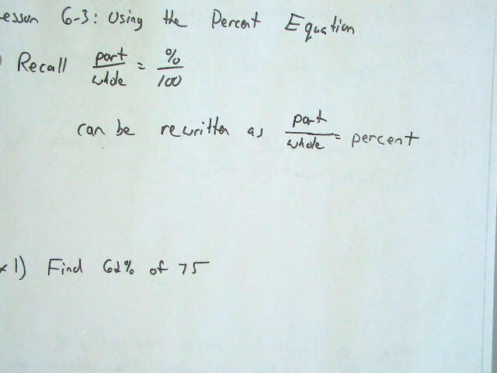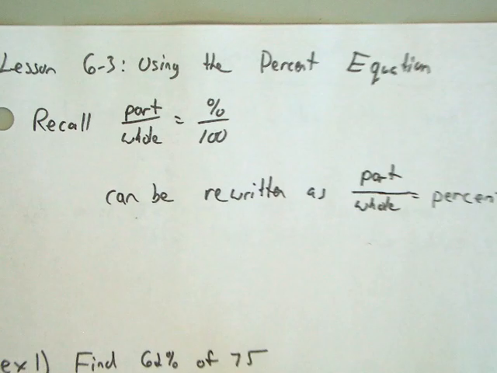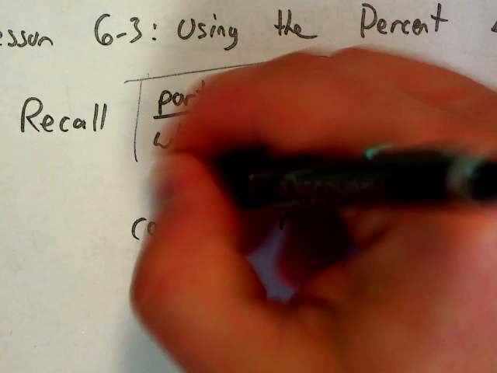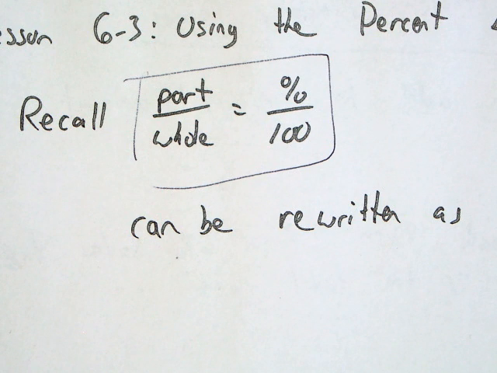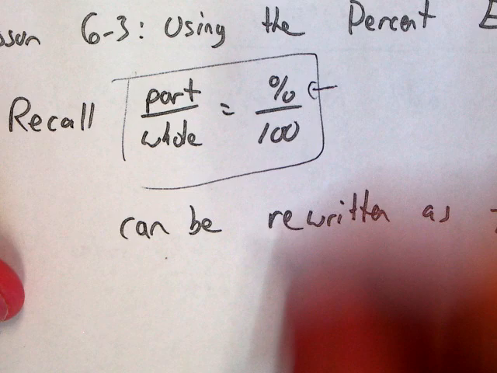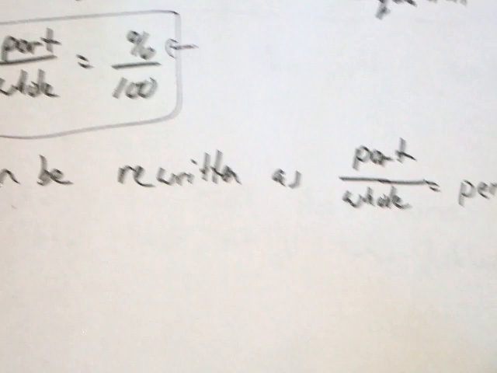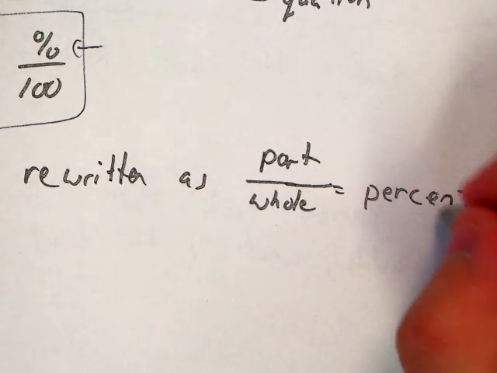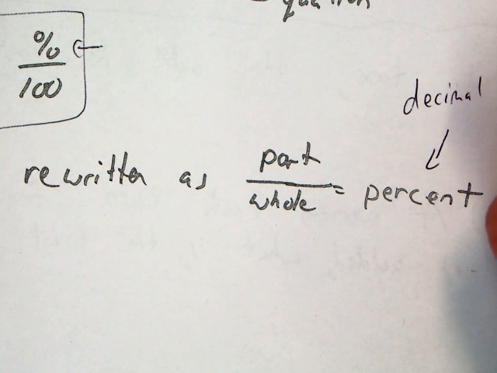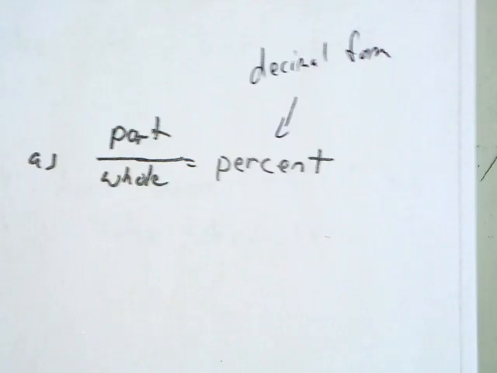All right, today we're going to be talking about Chapter 6, Lesson 3. It's called Using the Percent Equation. If you recall from the last lesson, Lesson 1, that was dealing with using the percent proportion, this here was the percent proportion. This percent was the actual number in front of the percent sign. Now, we can actually rewrite it as the part over whole equals the percent. And in this case, this is the decimal form. That's the decimal form.